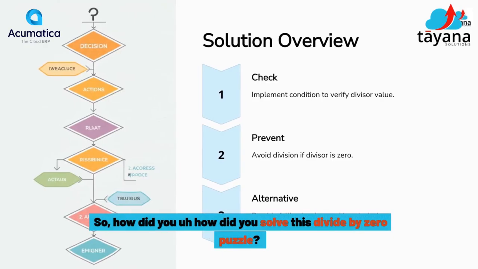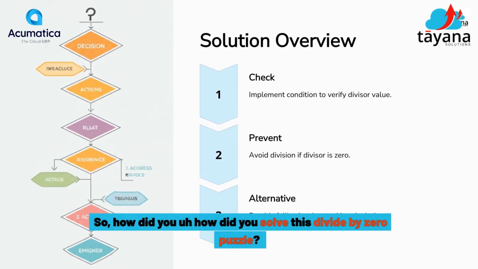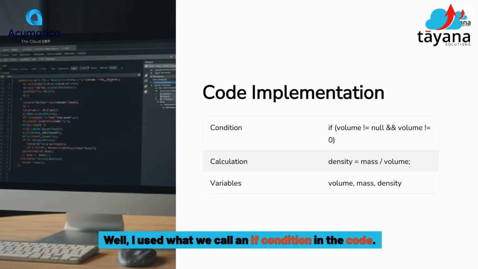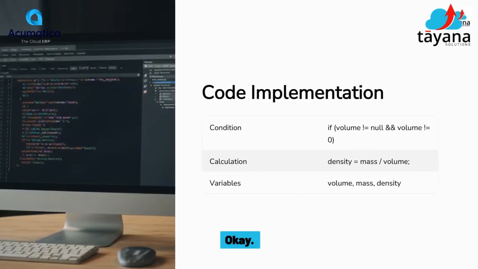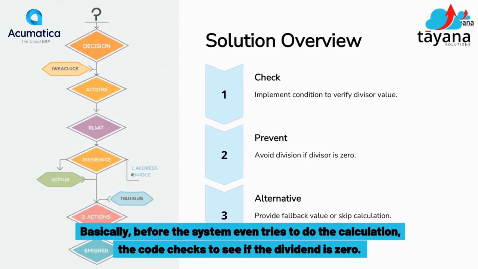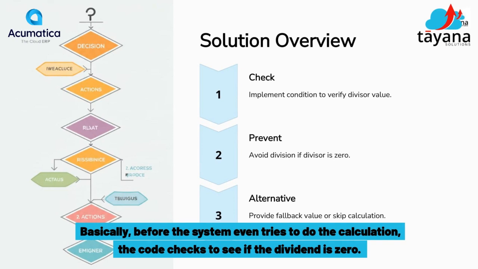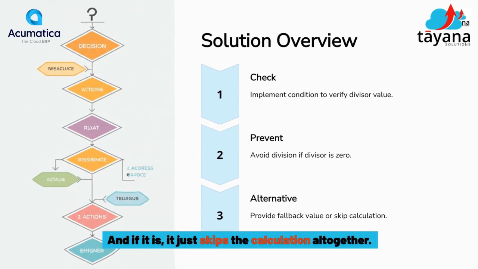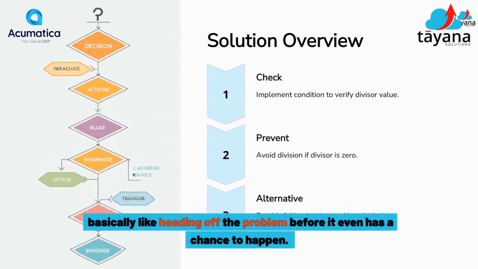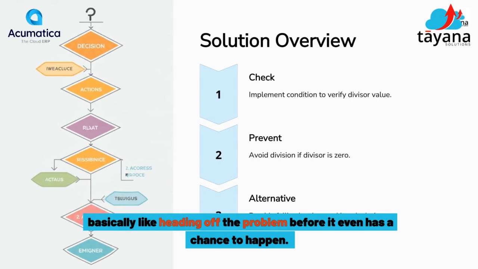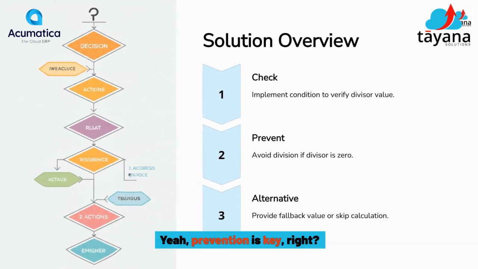So how did you solve this divide by zero puzzle? Well, I use what we call an if condition in the code. Basically, before the system even tries to do the calculation, the code checks to see if the dividend is zero. And if it is, it just skips the calculation altogether. So you're basically heading off the problem before it even has a chance to happen. Yeah, prevention is key, right?